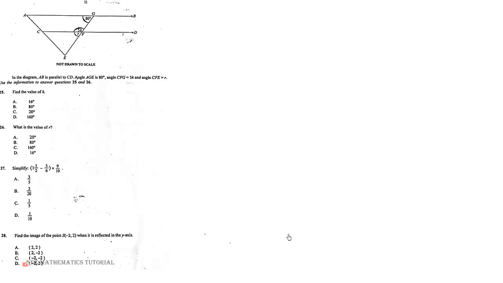So question number 25. In the diagram, AB is parallel to CD. Angle AGE is 80 degrees. Angle CFG equals 5K and angle CFE equals R. Use the information to answer questions 25 and 26.